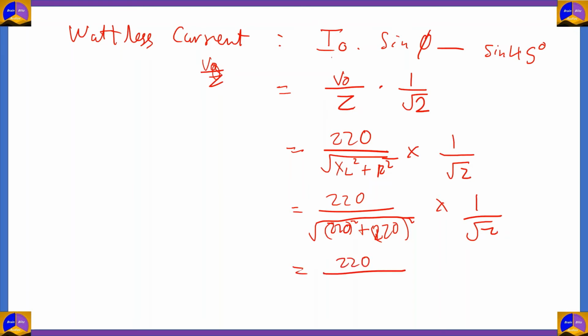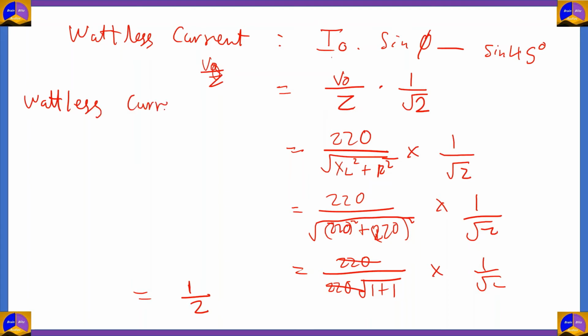So now what we do is I take 220 outside the root. Inside the root, it will be just 1 plus 1, into 1 by root 2. 220 gets canceled. So now we have 1 by 2. So the value for the wattless current is equal to 0.5 amperes.